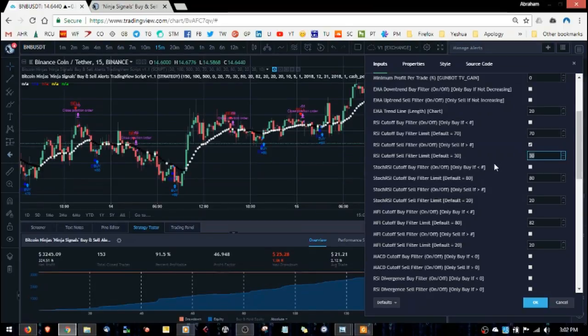So the higher that number, the more strict it's going to be. Only sell when RSI is greater than 50, and we'll see we knock out a lot of trades and a lot of potential profit as well. So let's turn that off and keep moving here.